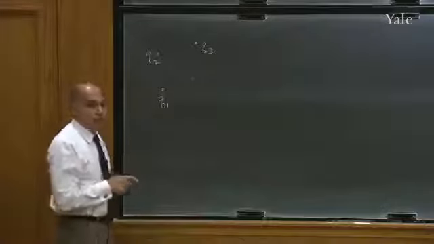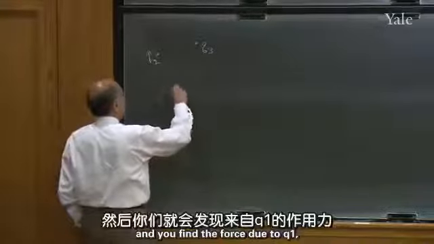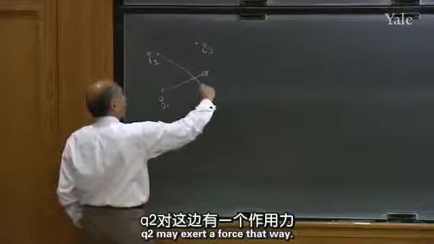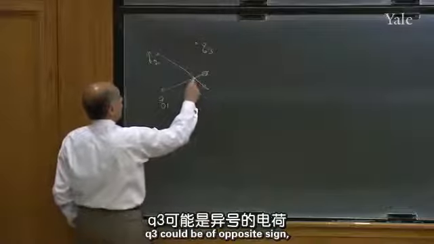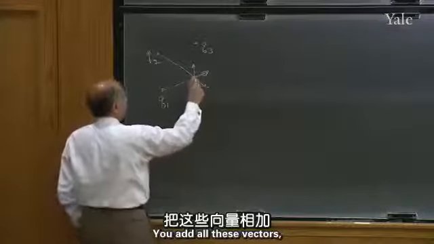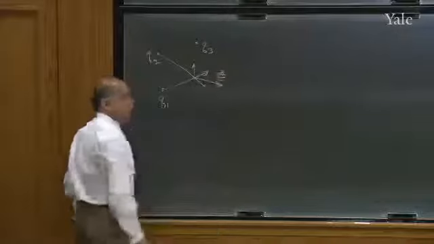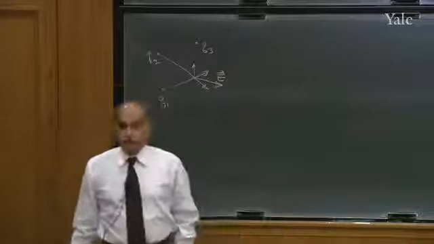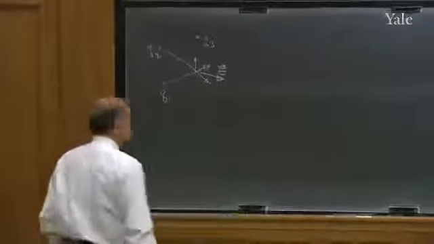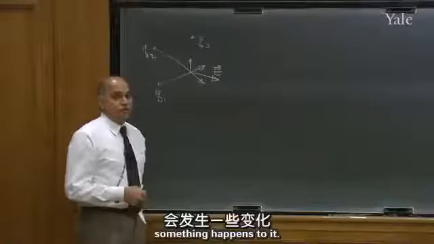You compute that. So in your mind, imagine a coulomb, and you find the force due to Q1 may look like that. Q2 may exert a force that way. Q3 could be of opposite signs, so maybe it'll exert a force that way. You add all these vectors, they add up to something. That something is called the electric field at that point. There is nothing there except the electric field. But it's very real because if you put something, something happens to it.